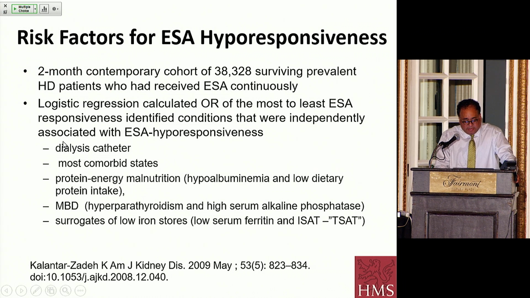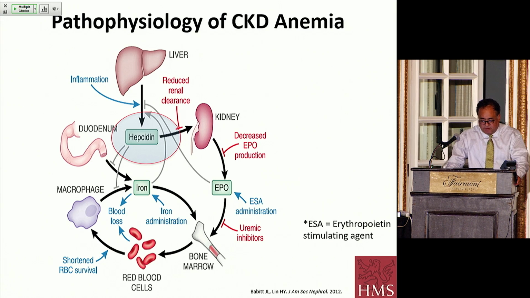In this paper by Cam Kalantar from University of California, Irvine, he looked at a cohort of 38,000 people, and the most common causes that he found or observed were dialysis catheter, comorbid conditions, malnutrition, and metabolic bone disease, and any other surrogates of low iron stores. So that's what I would be looking for. If I see somebody with ESA hyperresponsiveness, if they have a dialysis catheter, that's causing inflammation. Comorbid states, like, for example, an ulcer in a diabetic, a failed kidney transplant, think about ESA hyperresponsiveness.